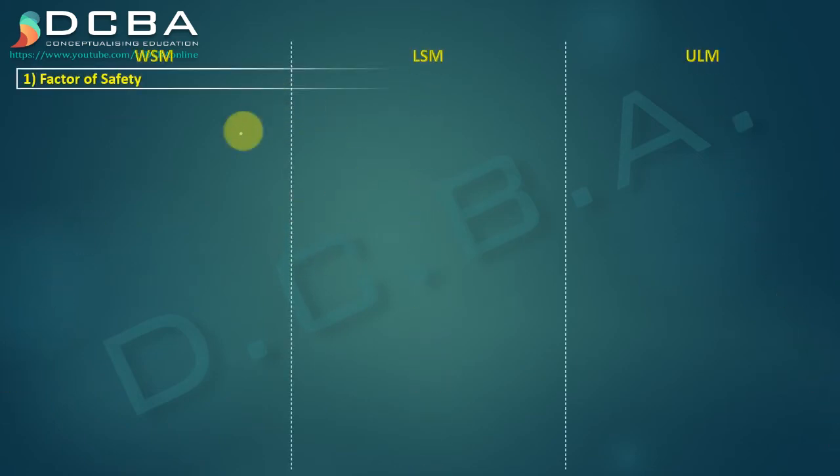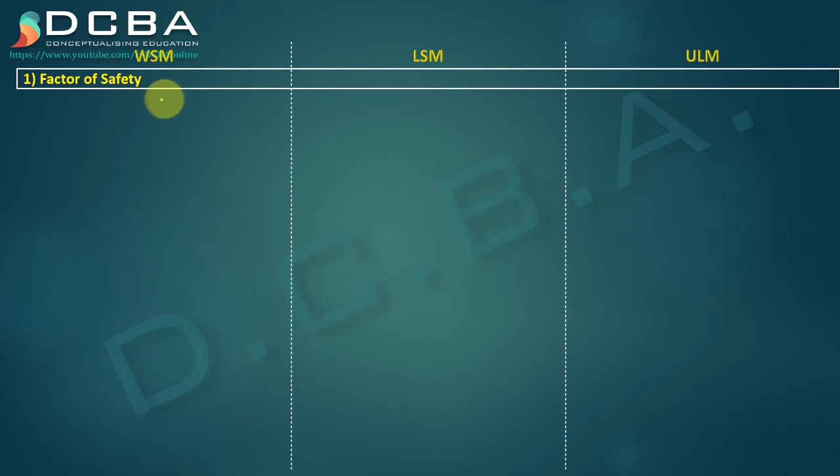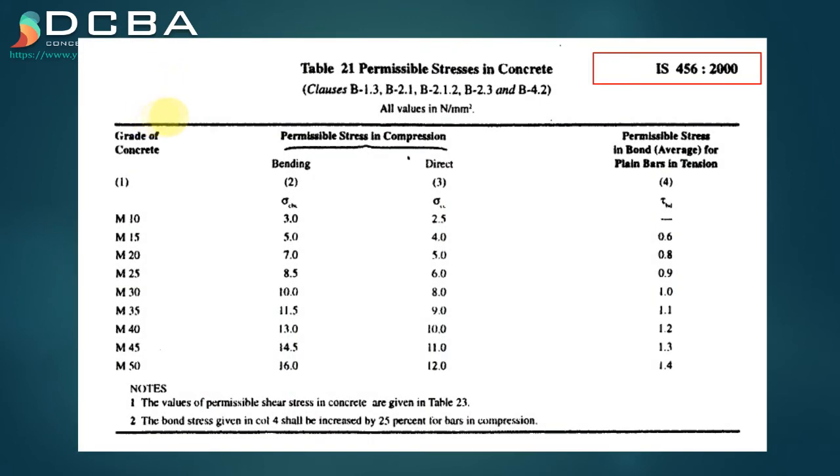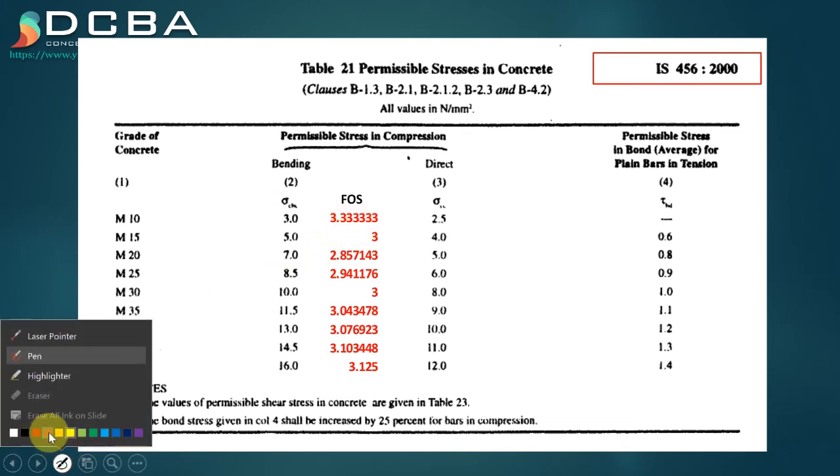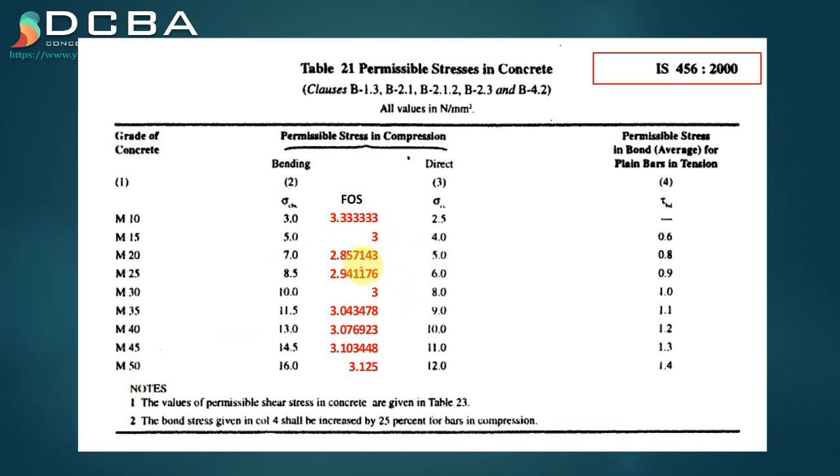So I am differentiating it first based on the factor of safeties that we are using. In WSM, we know this table 21. We have studied in previous lecture. And if I just divide this 10 by its respective sigma CBC, I will get the factor of safety. So it's 3.333 here. Then again 3, then 2.857.